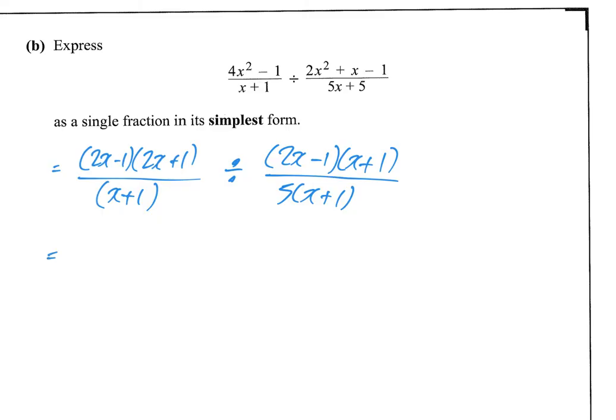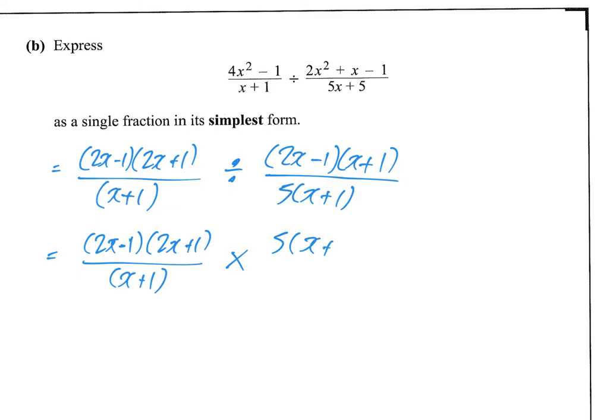Once you've factorized, and only once you've factorized, then flip your dividing fraction. So write down the first bit, it hasn't changed, nothing has changed here. Flip your dividing fraction and it becomes multiplying. So you have (x + 1) over 5, upon (x + 1) over (2x - 1) upon (x + 1).